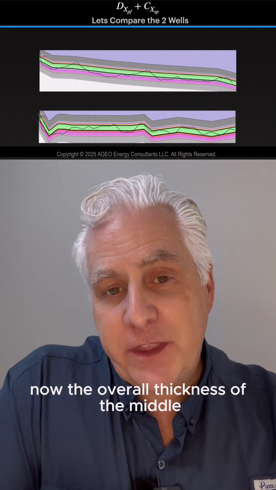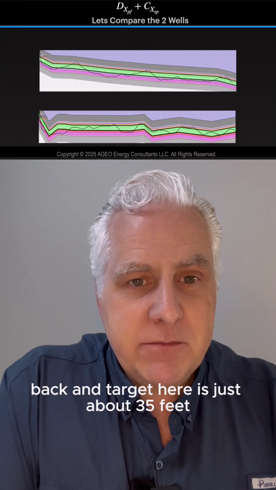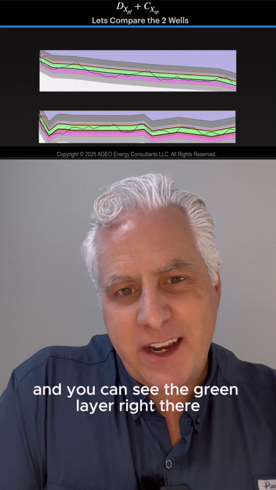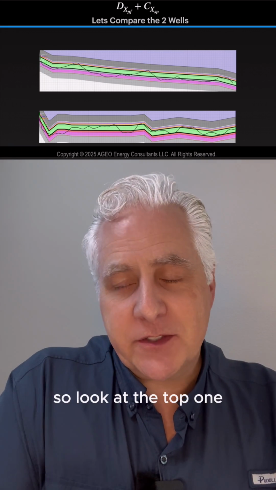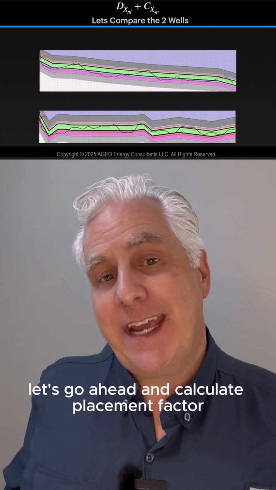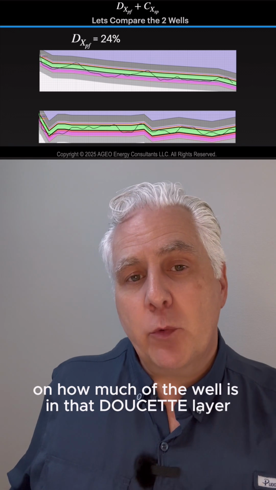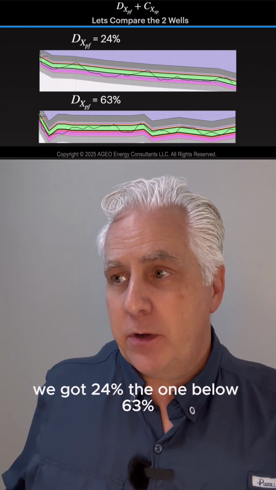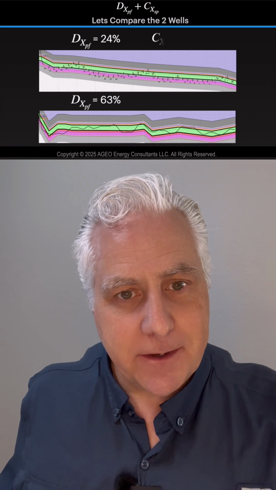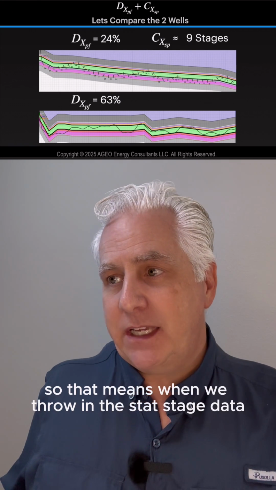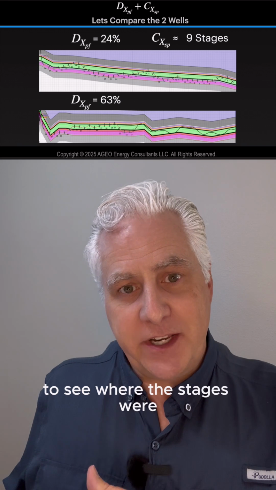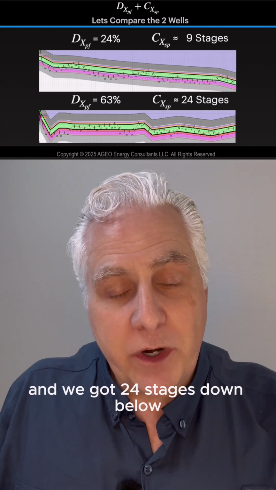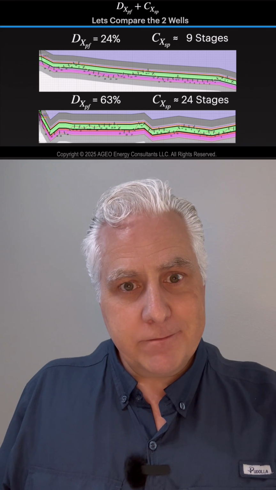Now, the overall thickness of the Middle Bakken target here is just about 35 feet, and you can see the green layer right there is the one I want you to focus on. So look at the top one. Let's go ahead and calculate the placement factor, how much of the well is in that Doucette layer. We got 24%. The one below, 63%. So when we throw in the stage data to see where the stages were, we've got 9 stages up top and 24 stages down below.